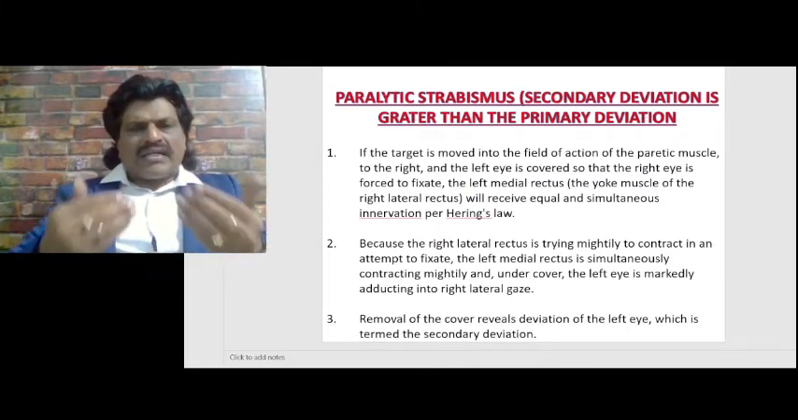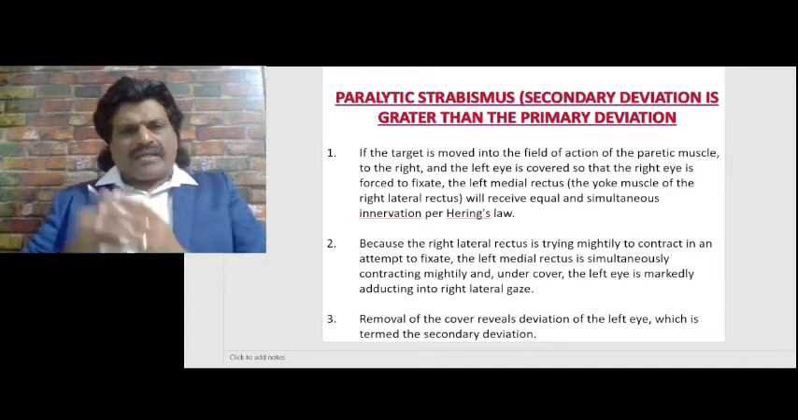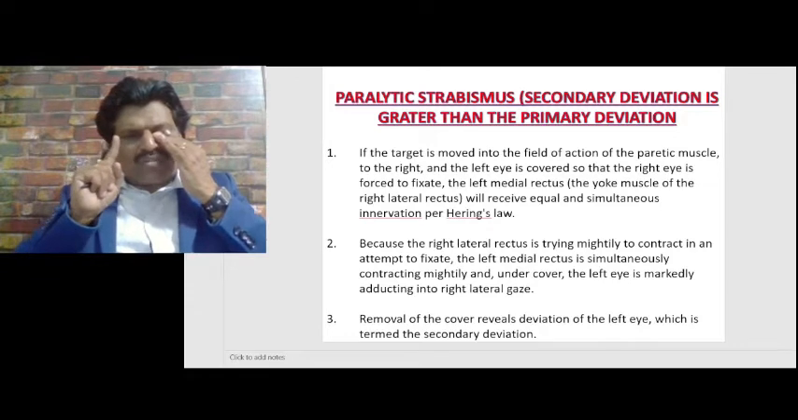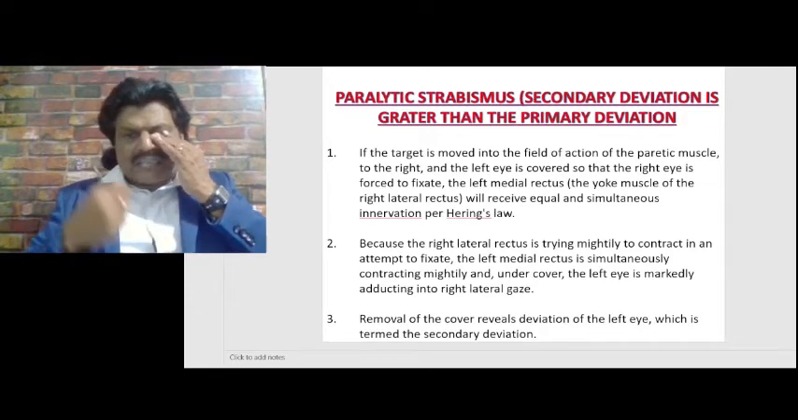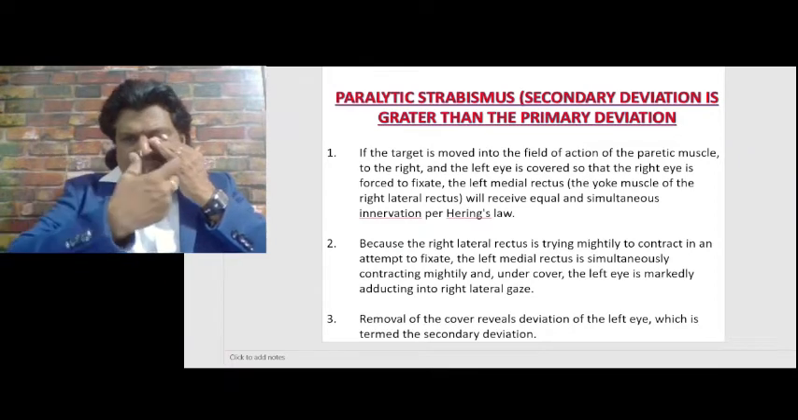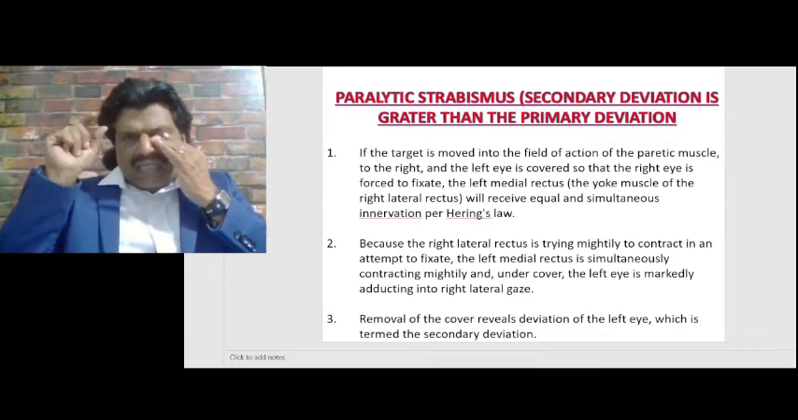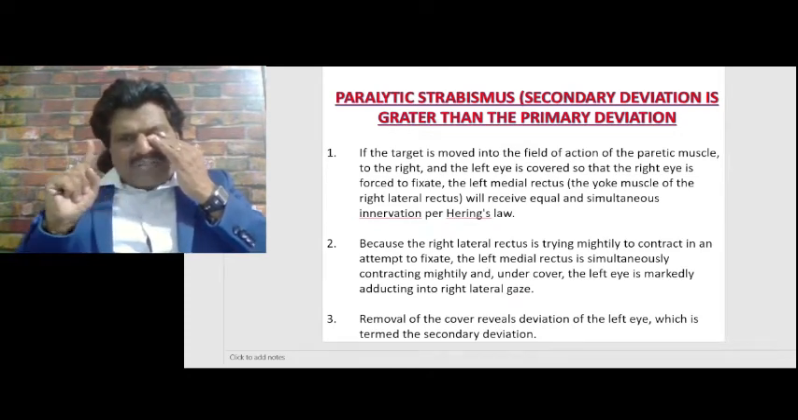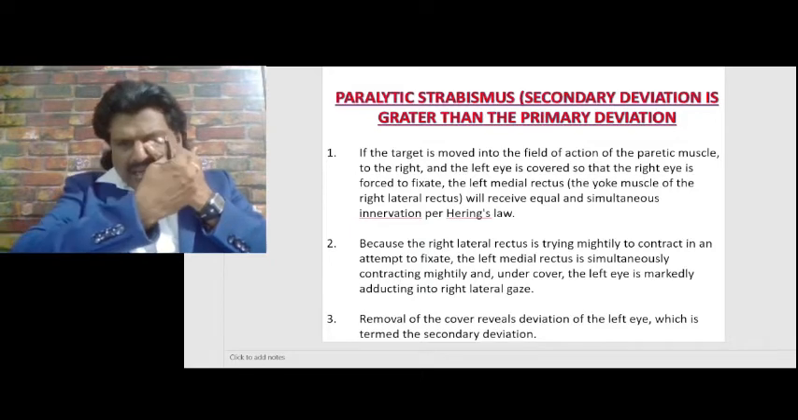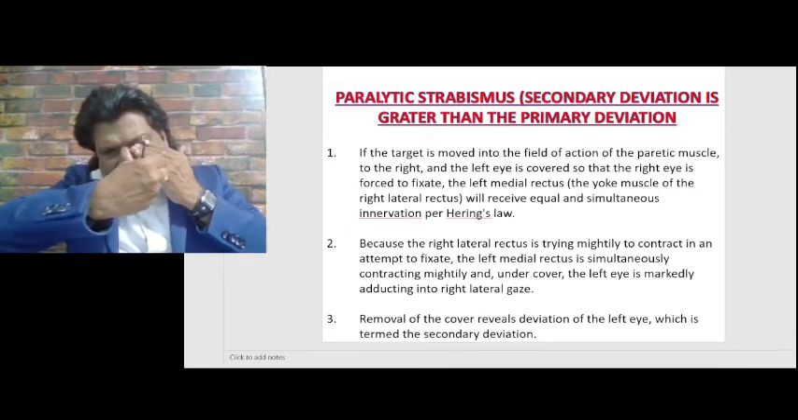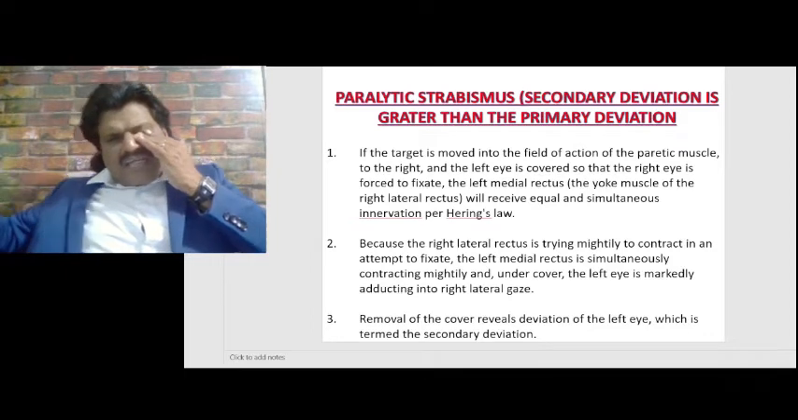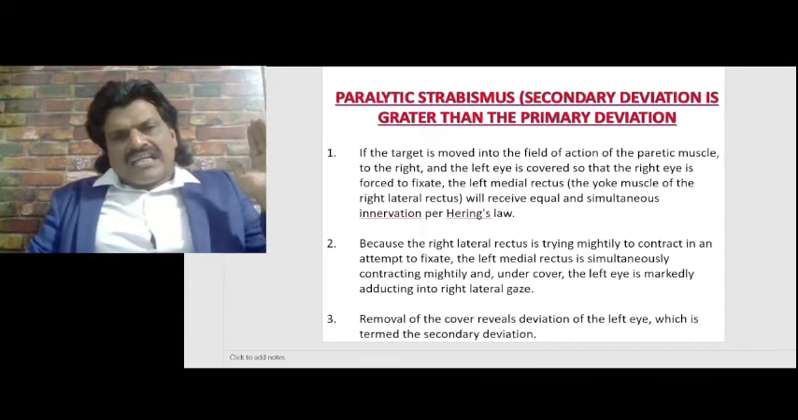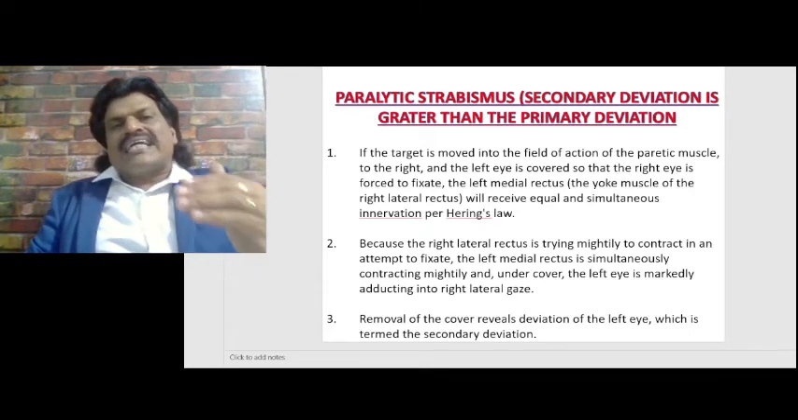If the target is moved into the field of action of the paretic muscle of the right eye, and the left eye is covered so that the right eye is forced to fixate, the left medial rectus, the yoke muscle of the right lateral rectus, will receive equal and simultaneous innervation per Herring's law. Because the right lateral rectus is trying mightily to contract in an attempt to fixate, the left medial rectus simultaneously contracts mightily under the cover. The left eye is markedly adducting into the right lateral gaze. Removal of the cover reveals deviation of the left eye, which is termed the secondary deviation.